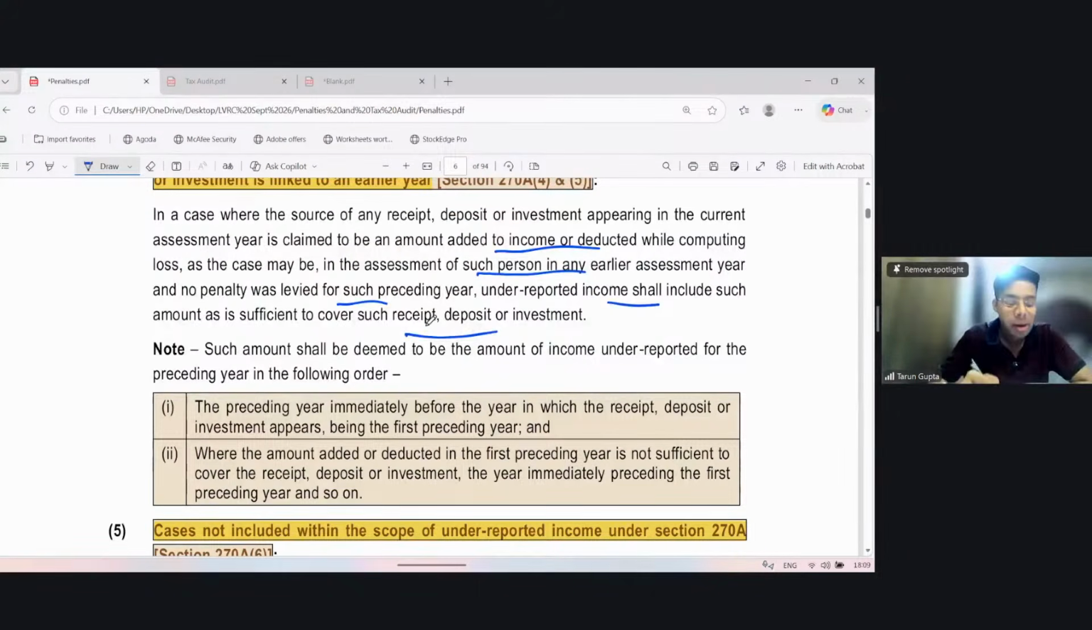So such amount shall be deemed to be the amount of income underreported for the preceding year in the following order. The first preceding year shall first be utilized, then subsequently we go backwards. The preceding year immediately before the year in which the receipt appears is the first preceding year, and then we go backwards.